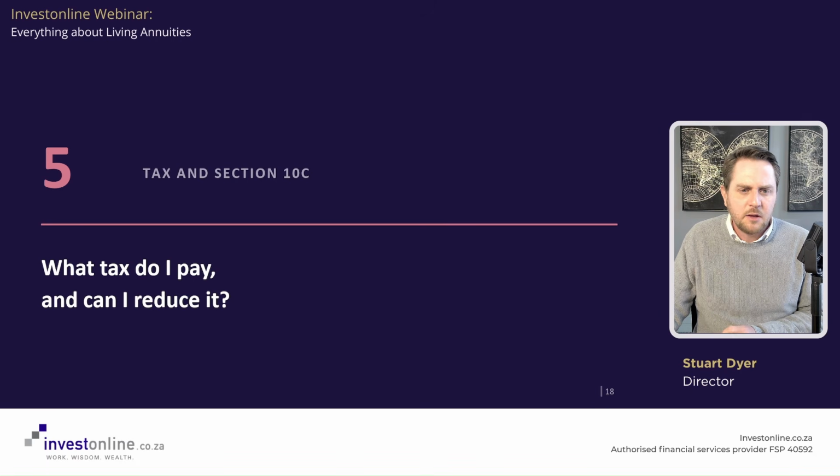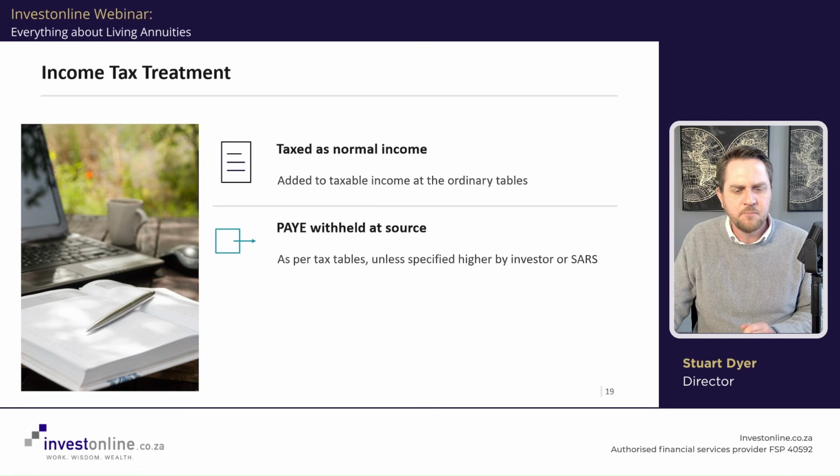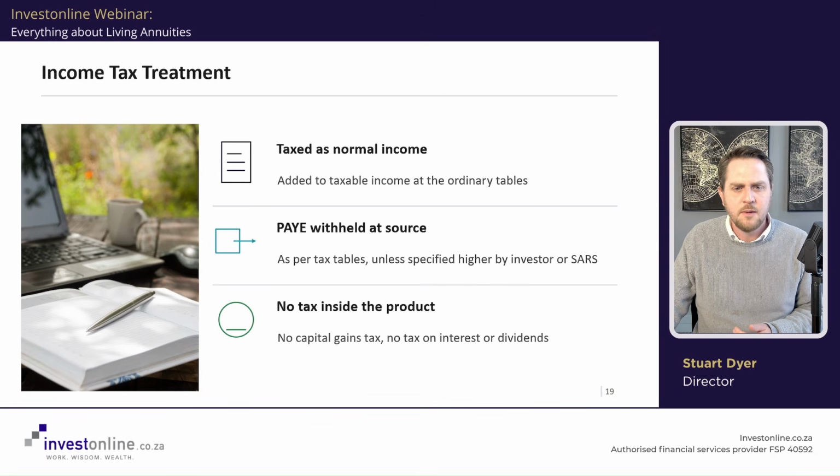Now we just cover a bit on tax in section 10C. So 10C is everything to do with excess contributions, really important part of the Income Tax Act. So your income is taxed as normal income, as I mentioned a bit earlier. The pay as you earn is withheld at source. So the institution who holds the investment, the platform that holds it on your behalf, they withhold the tax and they pay the tax to SARS, just like an employer would.